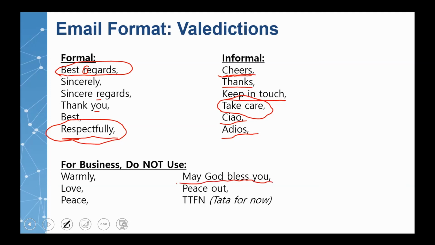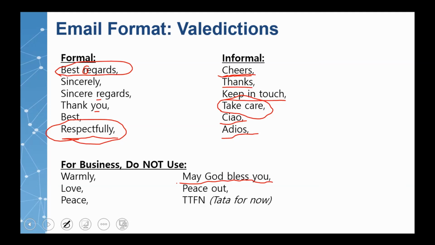Because again, especially in the Western cultures, religion is a personal affair. It's not something that you spread around, and people might feel uncomfortable if they receive an email and at the bottom it says, "May God bless you." It just doesn't strike the right tone. So just avoid any type of religious reference. Keep it professional, keep it business-like, and avoid religious references.